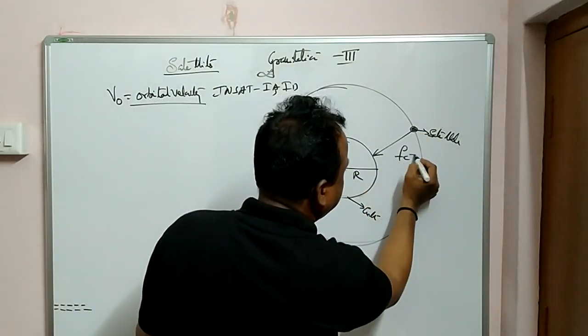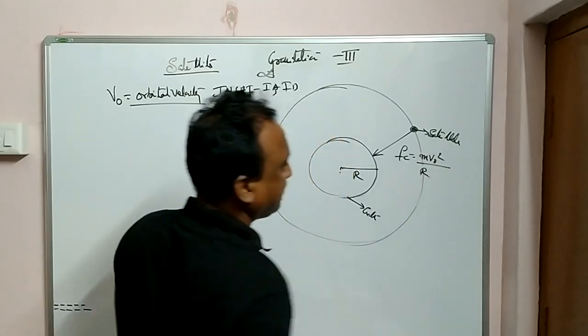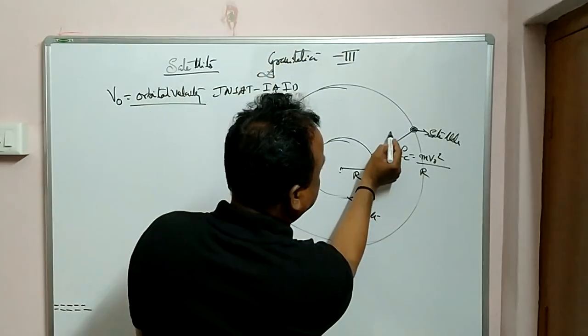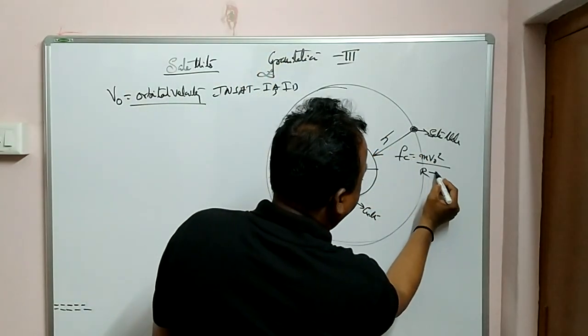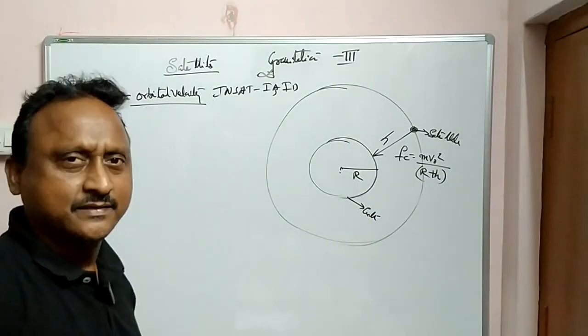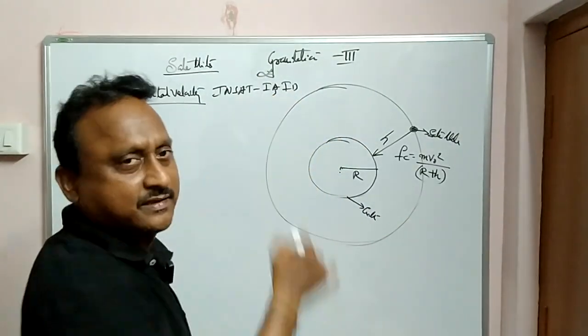Fc, centripetal force. But at what height? Some height, h. Okay, so r plus h. So the centripetal force is helping it to rotate continuously without falling on the earth.